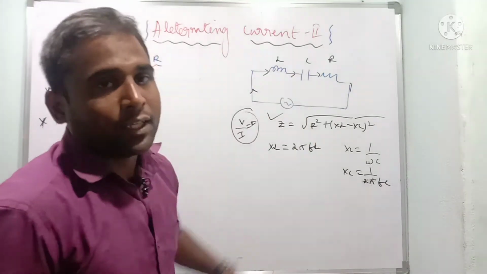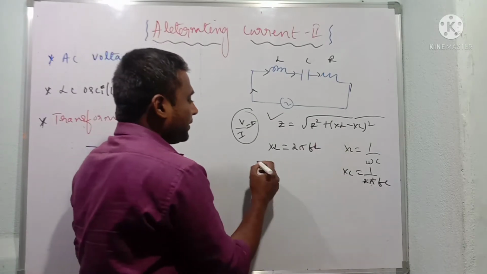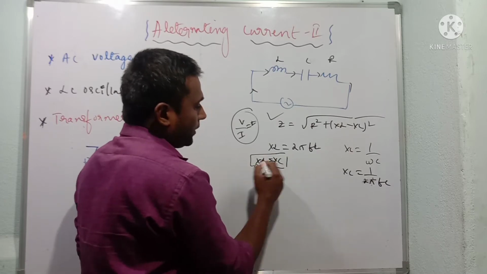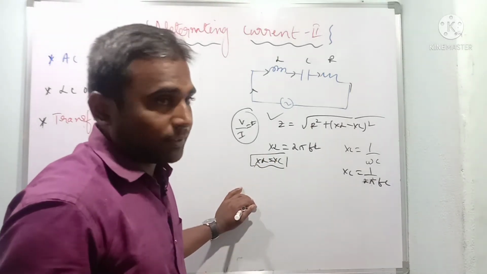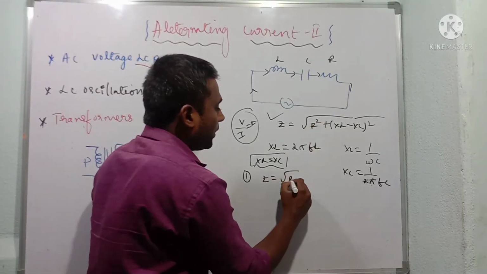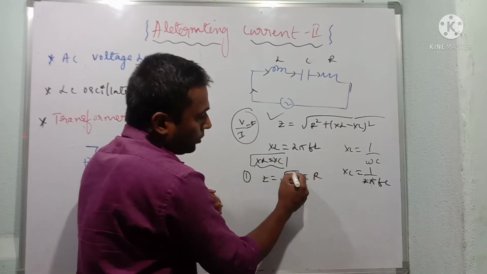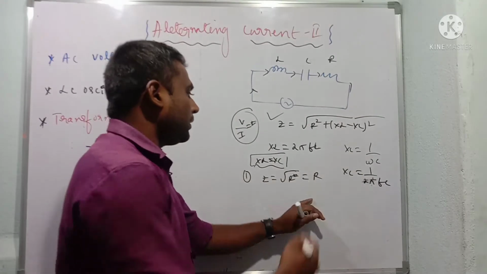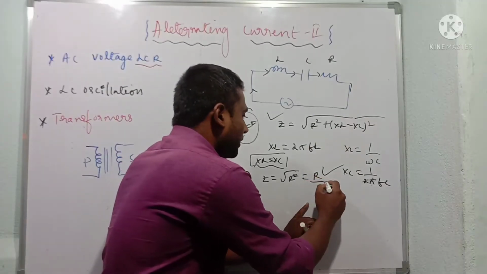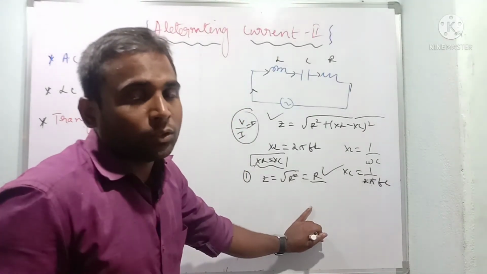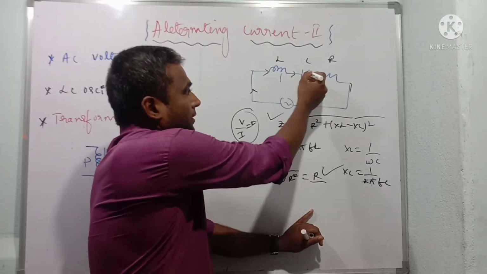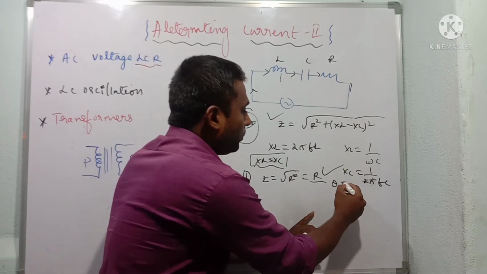Now here cases will come. First, if XL is equal to XC, which means inductive reactance is equal to capacitive reactance, then Z is equal to square root of R square. The square root and square cancel, so Z equals R. What has it become, children? This is called a purely resistive circuit. It is equivalent to the voltage passing through a resistor when inductive reactance is equal to capacitive reactance. So here the phase difference is equal to 0 degree.